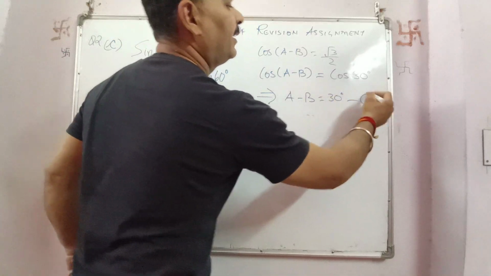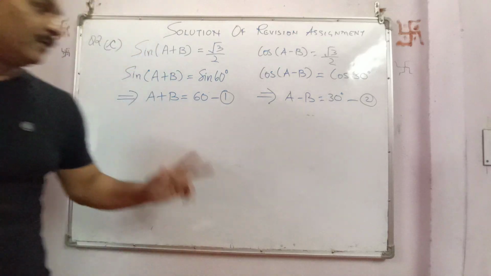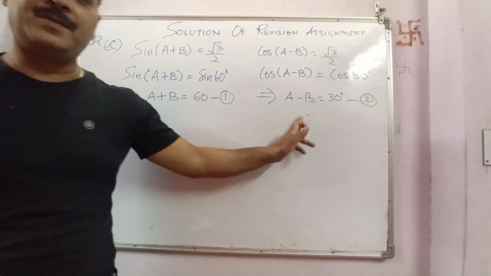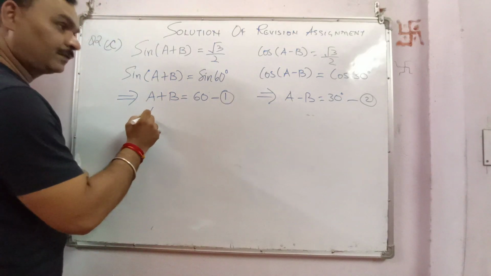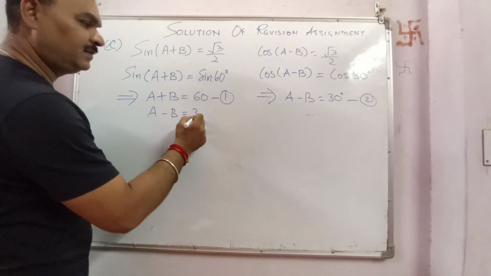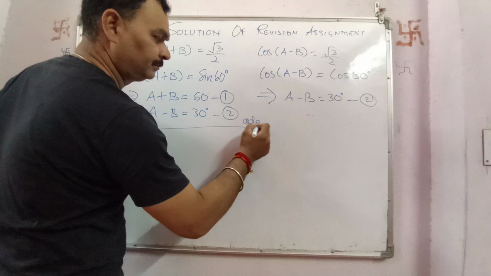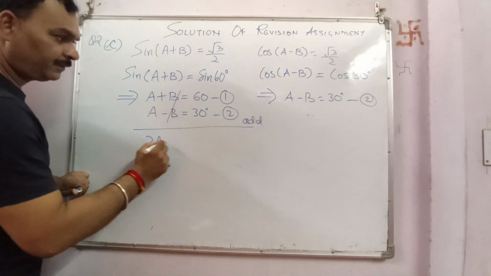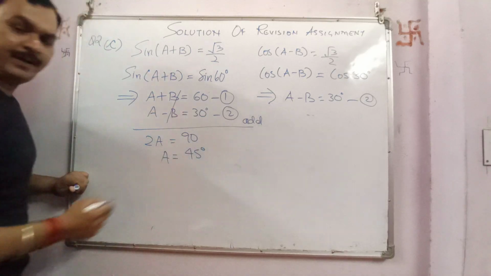This is the second equation. As you people have learned in class 8 simultaneous equations, we got two equations in A and B. So we will solve them simultaneously and will obtain the values of A and B. So just adding the second equation, A minus B is equal to 30, to the first, minus B and plus B will be cancelled. Twice of A is equal to 90, or A is equal to 45 degree.